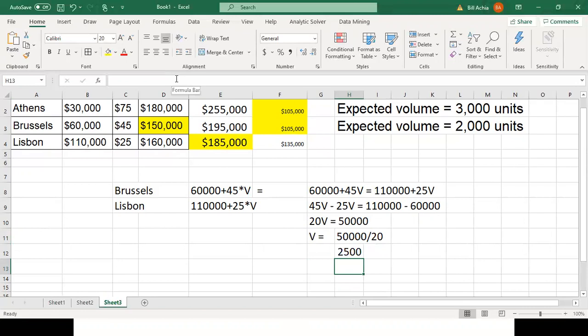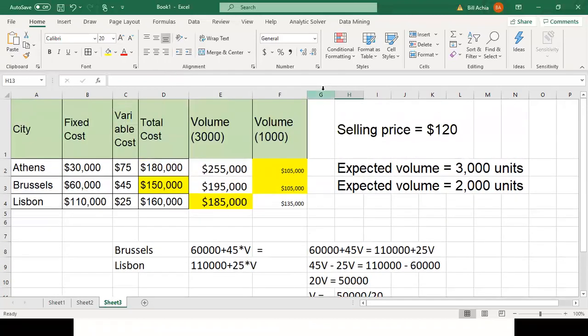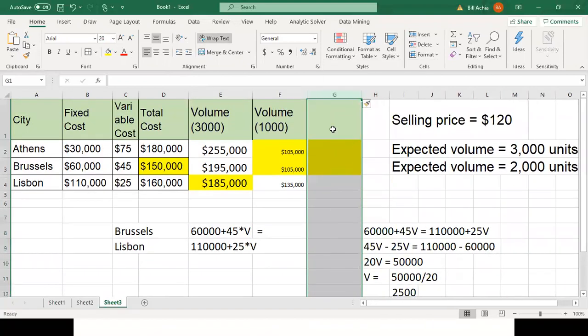Okay, so if we get to 2,500 units, the total cost in Brussels would equal the total cost in Lisbon, but any volume of sales above 2,500 units will result in Lisbon being a better option for us than Brussels. Okay, so let's try that by adding one final column here.